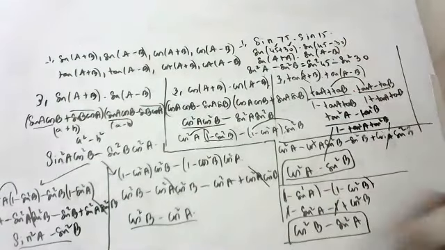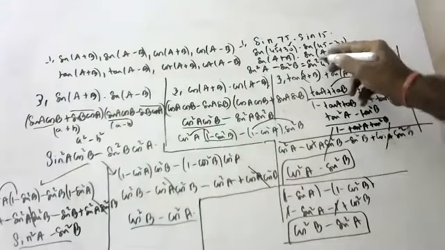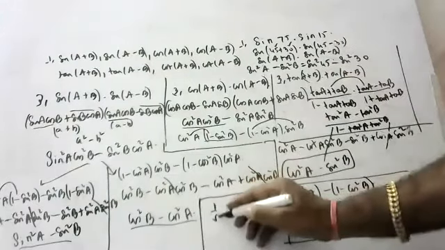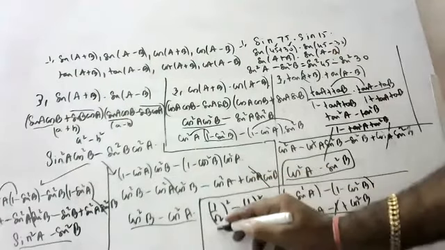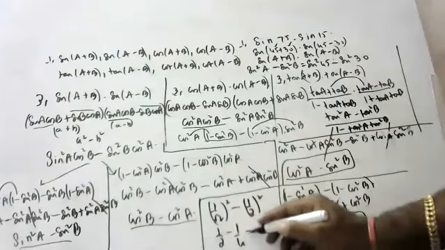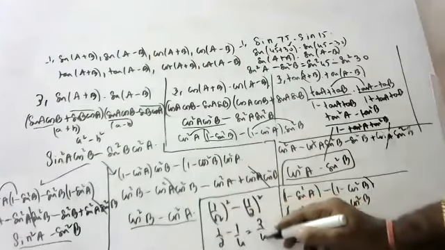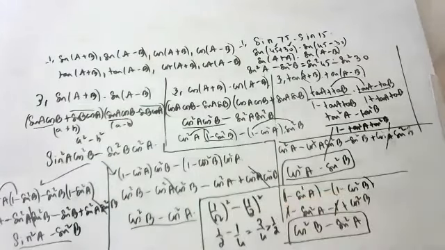Okay, children. I hope you are able to understand. Please see here, children. Sine square 45 is (1 by root 2) whole square, minus (1 by 2) whole square. This is 1 by 2 minus 1 by 4. That is 2 by 4 minus 1 by 4, that is 1 by 4.